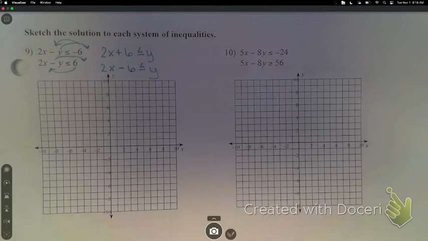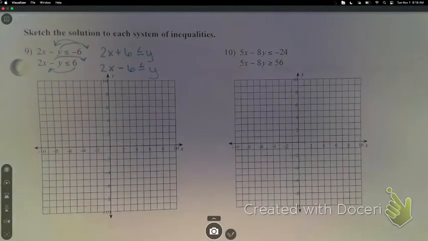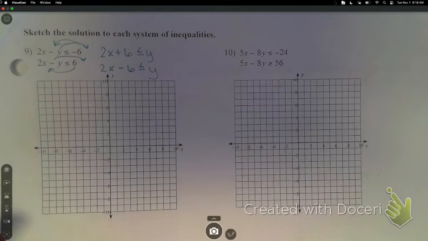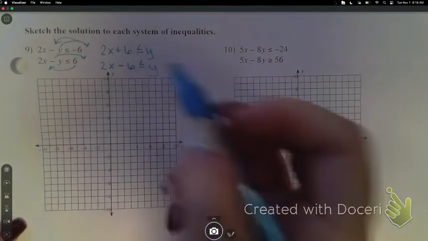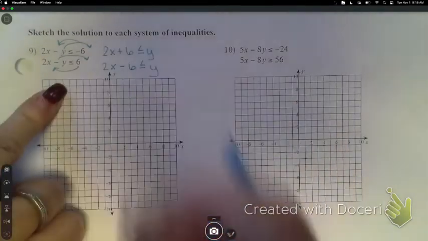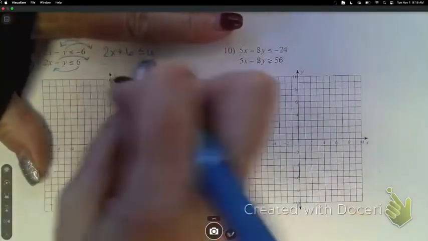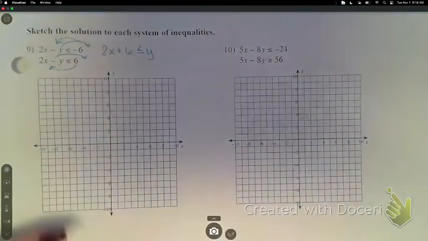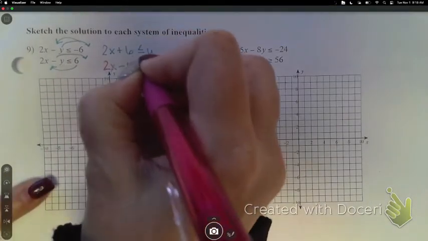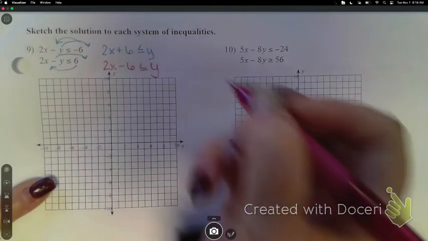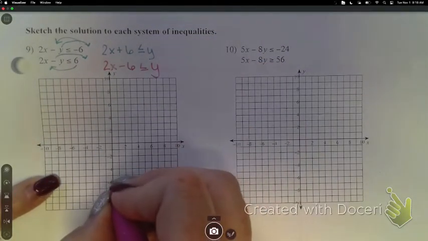But since these are inequalities, that's when we have to shade things. So it's probably not no solution. It might be, but let's look. So we have to graph both of them. Are they going to be solid or dashed lines? Solid, because they're both equal to, right? Okay, so graph them both.